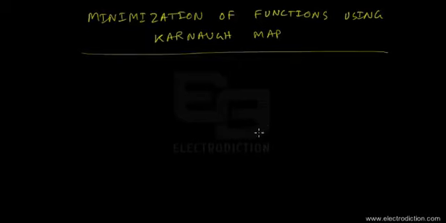Welcome back to a tutorial, and in this video, we're going to learn how to minimize digital functions using a Karnaugh map. Let's say we have a function, which is given by, well, F.